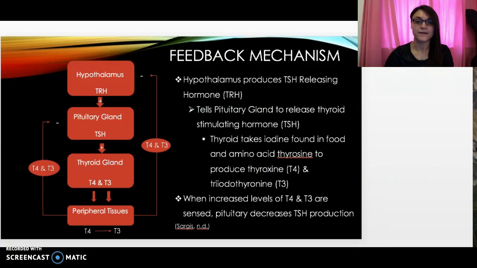The feedback mechanism of the thyroid begins at the hypothalamus, which produces TSH-releasing hormone. This tells the pituitary gland to release thyroid-stimulating hormone, and then the thyroid takes iodine found in food and amino acid tyrosine to produce T4 and T3. When increased levels of T4 and T3 are sensed, the pituitary decreases TSH production.